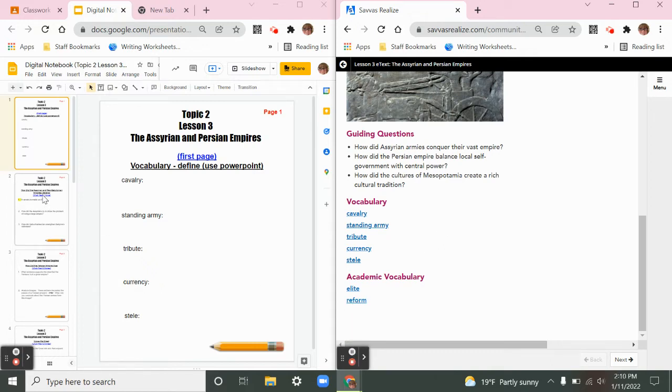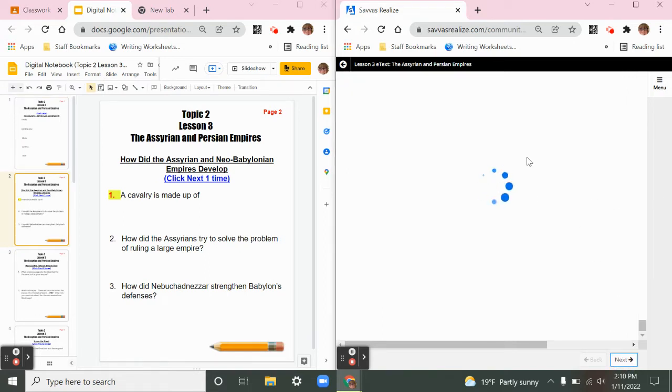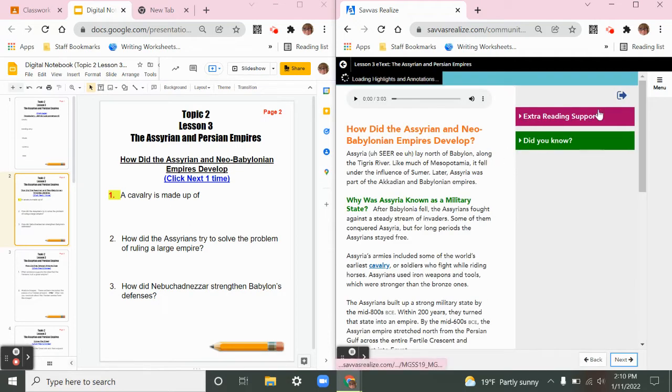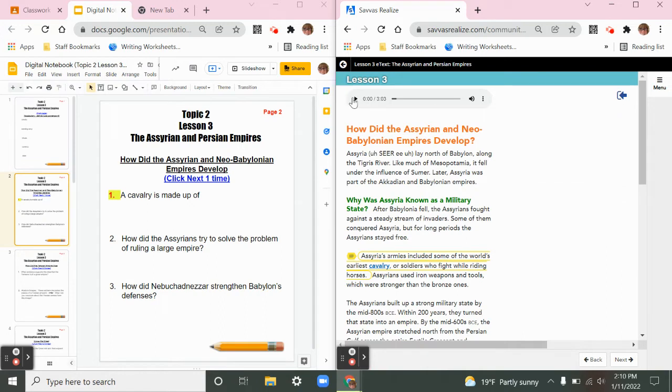All right, moving on to page 2 of your digital notebook. Press next one time in Savas. Again, get rid of this extra little wall and let's go into how did the Assyrian and Neo-Babylonian empires develop? How did the Assyrian and Neo-Babylonian empires develop?